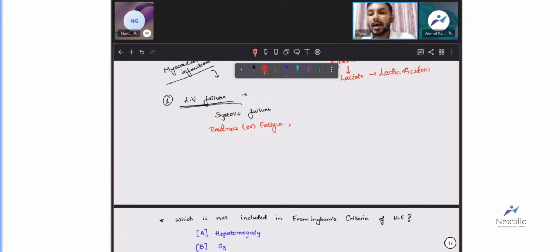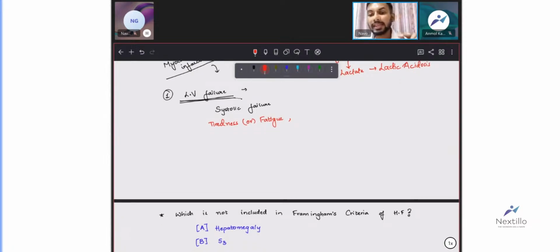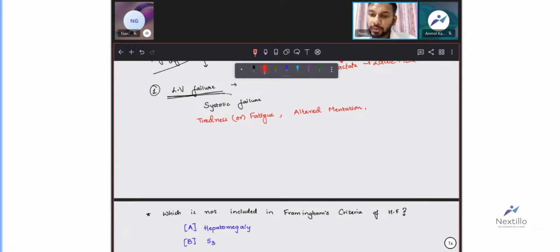Now, the heart supplies blood to the brain. If there is decreased blood supply to the brain, it will cause altered mentation. The same way, if the blood supply to the kidney is decreased, the blood going to the kidney decreases, GFR decreases, and urine output will reduce. That is causing oliguria.